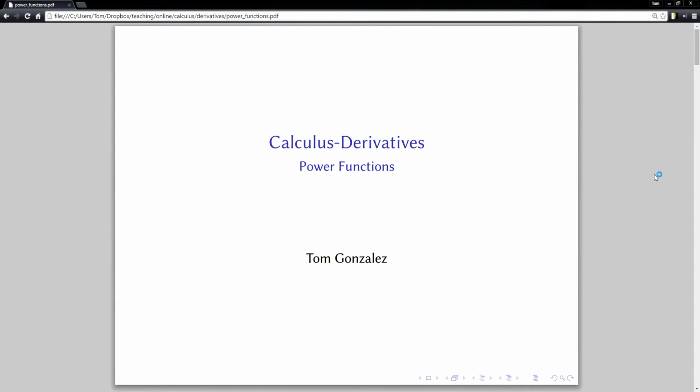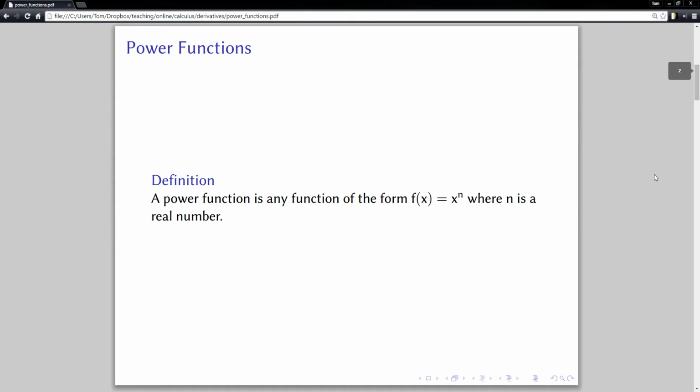In this video, we're going to talk about power functions. A power function is just any function of the form f of x equals x to some number power, where n can be any real number. Okay, so power functions have a pretty simple form.